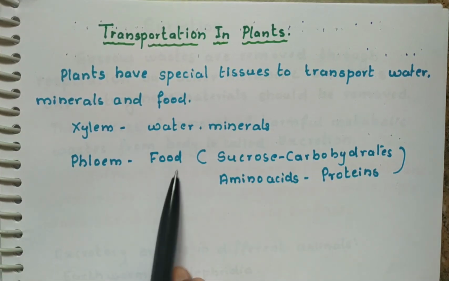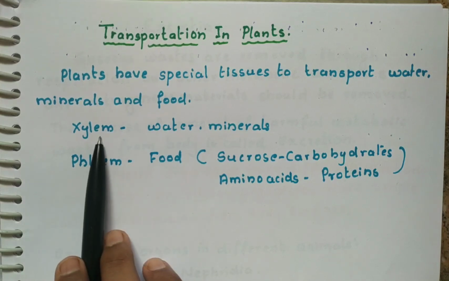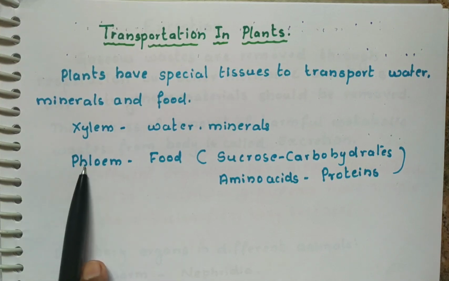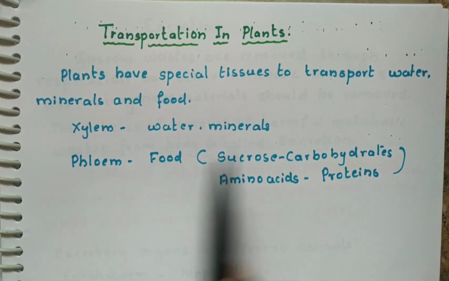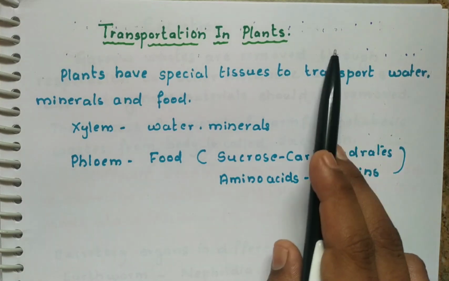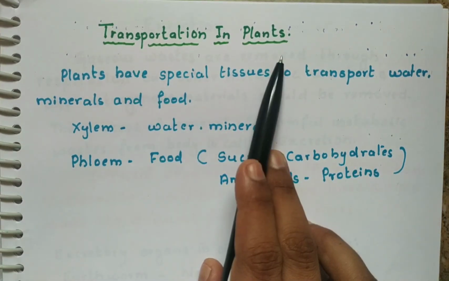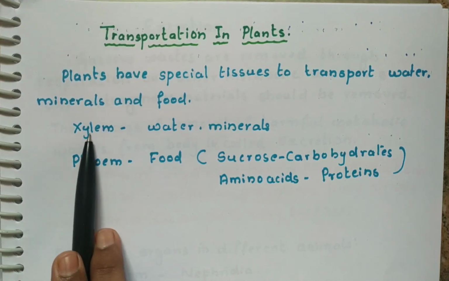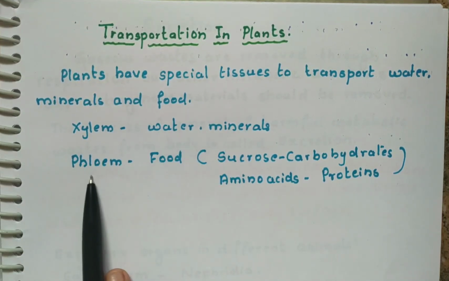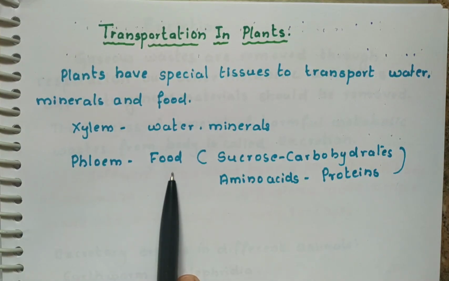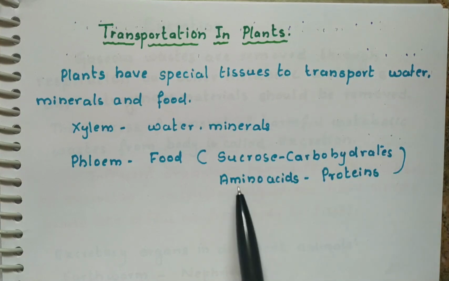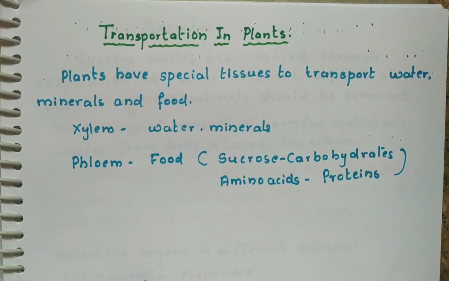This is called plant food. And water and minerals will be transported by xylem tissues. These are two tissues specialized for which purpose? The transportation purpose. The transportation in the plants will be carried out by two types of tissues, xylem and phloem. Xylem carries the water and minerals, whereas phloem carries the food. Which are the two types of food in the plants? Sucrose, which is a carbohydrate, and amino acids, which are proteins. So this was the end of the transportation system.